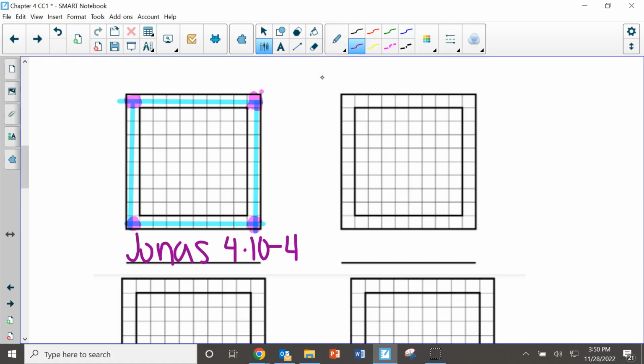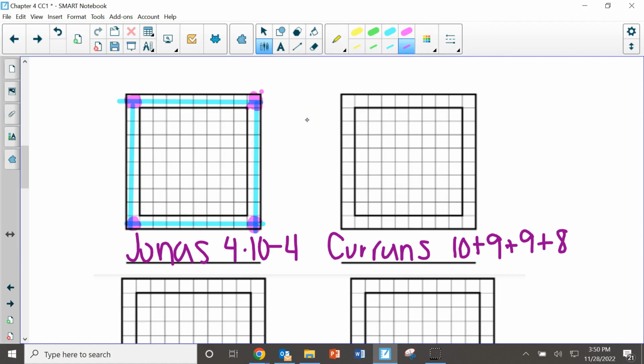And then Curran's. Okay, if you look at their expression on the next page, 10 plus 9 plus 9 plus 8. So let's see what they did. They did a full side, so there's 10, plus 9, so I've got to think, where did that 9 come from? Oh, that was the leftover on this side and the leftover on this side, top and bottom.